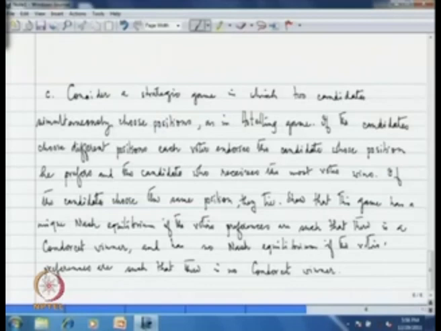So, this is the question. Consider a strategic game in which two candidates simultaneously choose positions, as in Hotelling's scheme. If the candidates choose different positions, each voter endorses the candidate whose position he prefers, and the candidate who receives the most votes wins. If the candidates choose the same position, they tie. Show that the game has a unique Nash equilibrium if the voters' preferences are such that there is a Condorcet winner, and has no Nash equilibrium if the voters' preferences are such that there is no Condorcet winner.